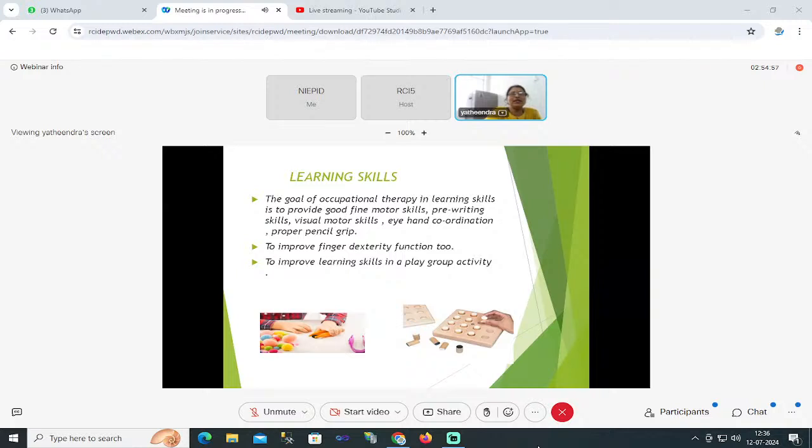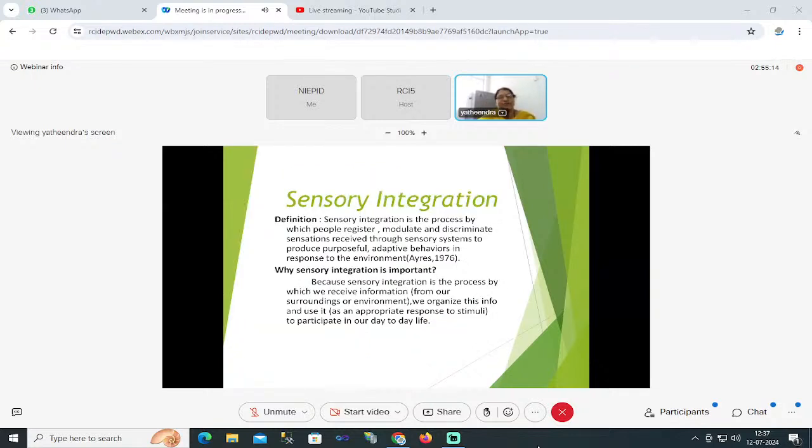Learning skills. The goal of occupational therapy in learning skills is to provide good fine motor skills, pre-writing skills, visuomotor skills, hand coordination, proper pencil grip, and to improve finger dexterity function and learning skills in playgroup activities.